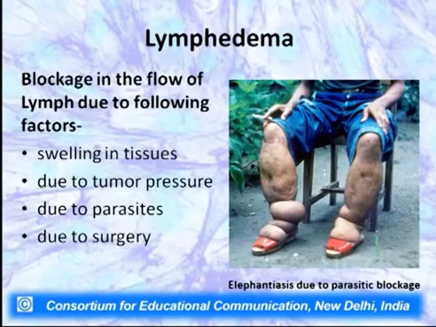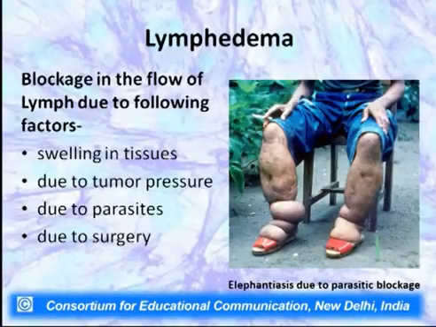Now, lymphedema is a common term which is used for all blockages which occur in the flow of lymph. Blockages in the lymphatic capillaries could be due to some swelling in the tissues, or it could be due to tumor pressure, where some tumor has developed and is impinging on these capillaries and causing the lymph not to flow, leading to a blockage in these capillaries.